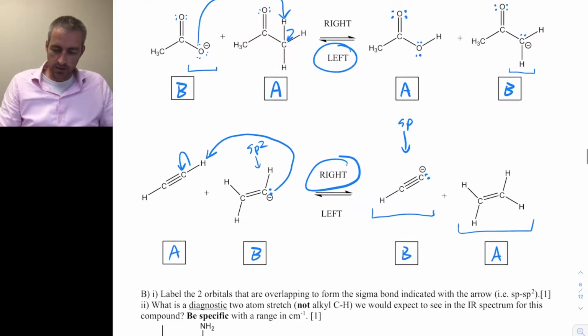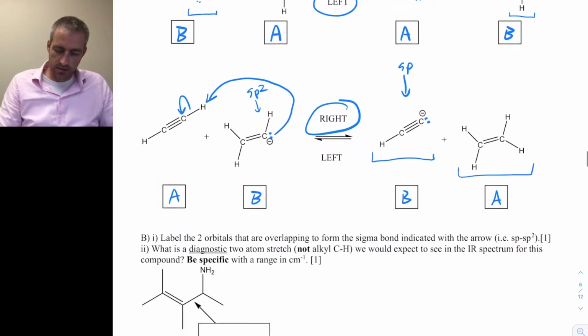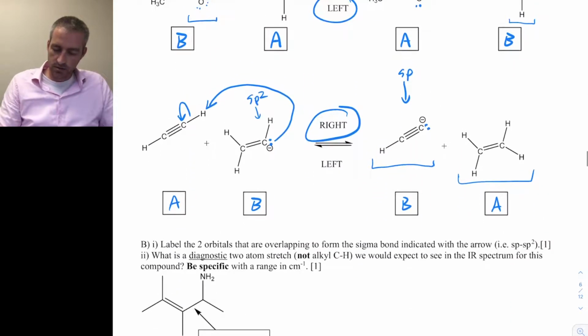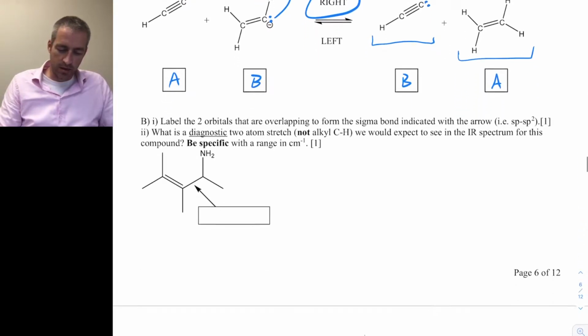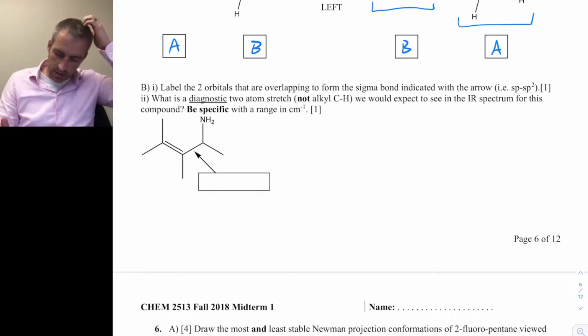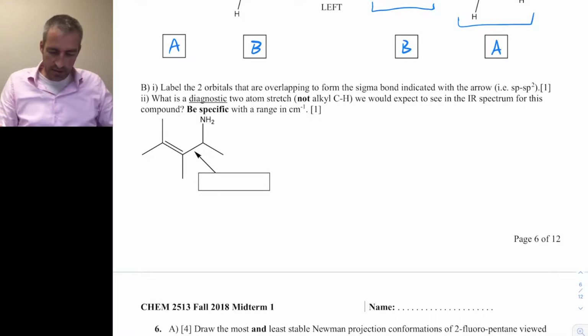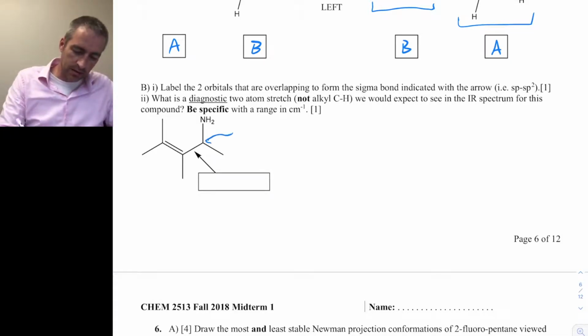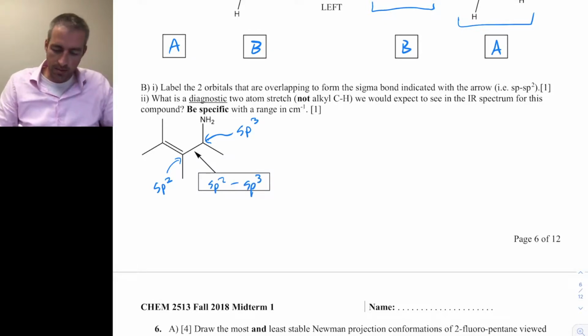Is there something else I forgot to do there? No, that's it. Pairs, arrows, circle left or right, and A and B on the bottom. Label the two orbitals that are overlapping to form the sigma bond below, indicated by the arrow. So that carbon is sp3 hybridized.